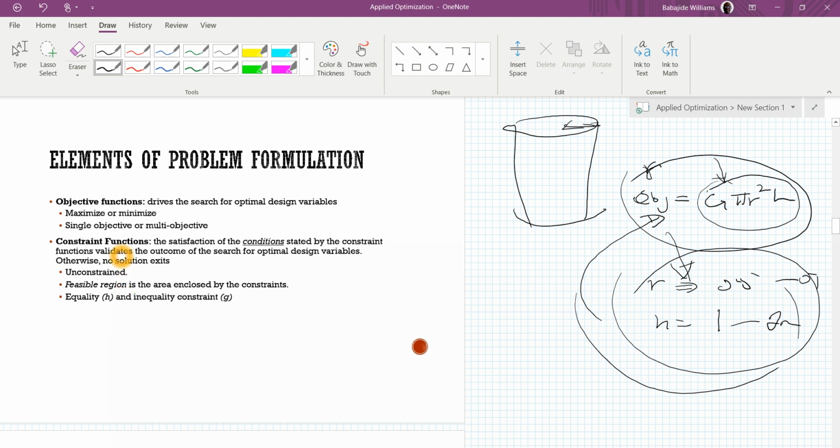So let's look at the feasible region of a constrained and an unconstrained function. For the constrained function, it's the area enclosed by the constraints, right? Sorry about the mix up there. For the unconstrained, there is no bound, right? It's open ended. There's no bound.